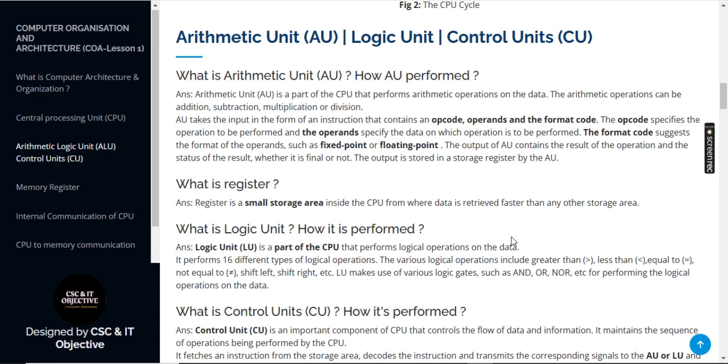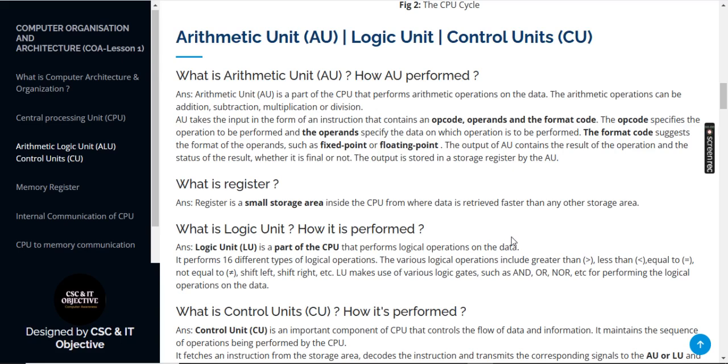The arithmetic unit takes the input in the form of an instruction that contains the opcode, operands, and the format code. The opcode specifies the operation to be performed, and the operands specify the data on which the operation is to be performed. The format code suggests the format of the operand, such as fixed point or floating point. The output of the arithmetic unit contains the result of the operation and the status of the result, whether it is final or not. The output is stored in a storage register by the AU.